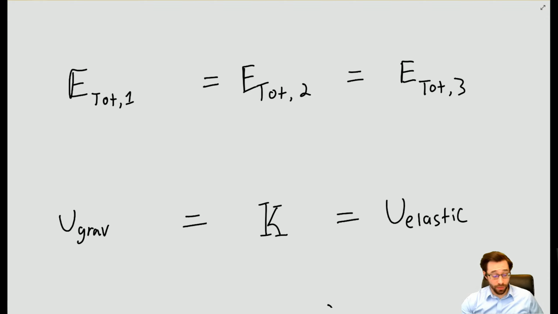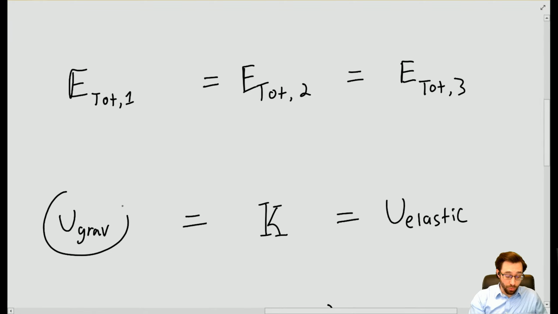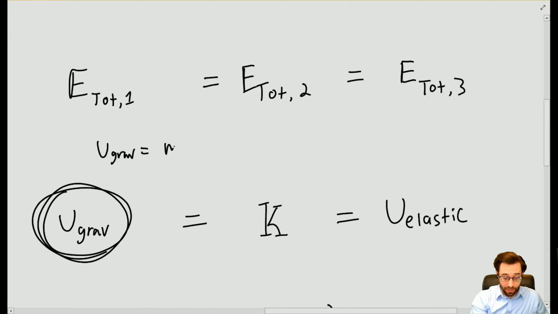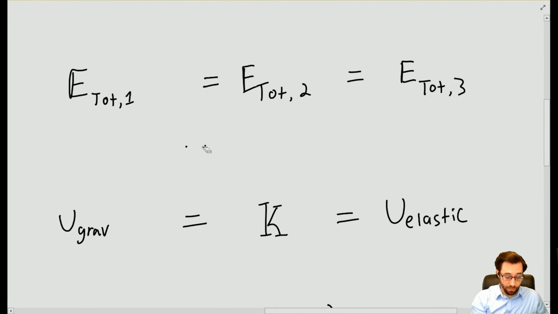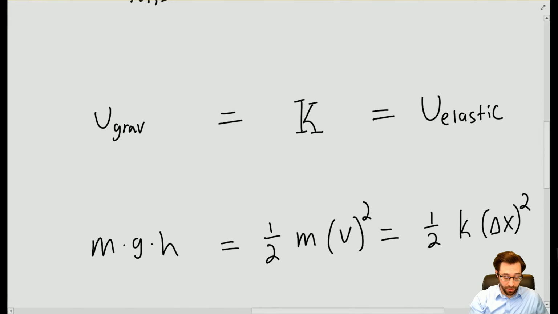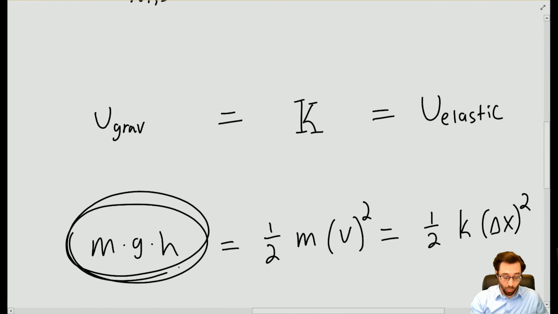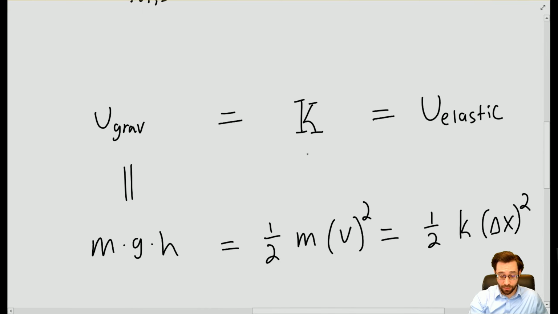Then what I did was I took what U grav is. The equation for gravitational potential, U grav, is equal to m times g times h. All right, that's the equation for U grav. So what I've done below this is substituted in what each one is equal to. So U grav is equal to that. Kinetic energy is equal to this. Elastic is equal to that. Make sense?